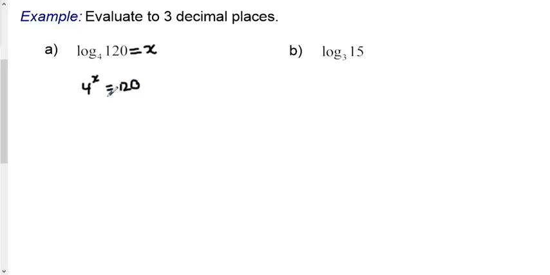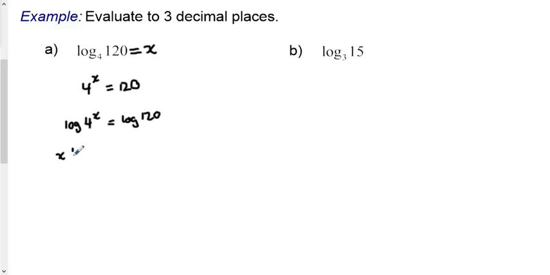The problem I encounter here is that I can't write 120 as a base of 4, and even if I tried to write these both as a base of 2, it still wouldn't work out. So what I'd like to do instead is take the log of both sides. Say the log of 4^x and the log of 120. I can do this because I have an equation, so if I do the same thing to both sides, I won't affect the equality.